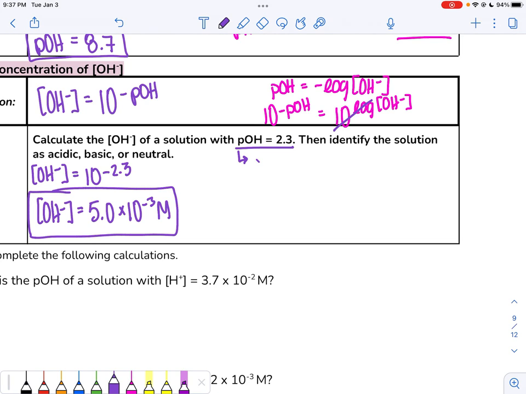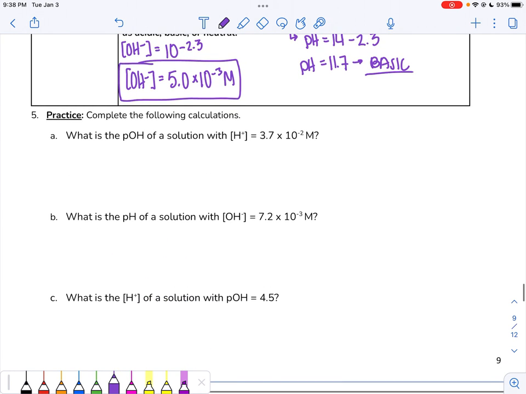If I want to determine if this solution is acidic, basic, or neutral, I take a look at pOH, and that's 2.3. But I know I can't determine acidity based on pOH. It has to be pH. So we already found out from the last problem that I can find pH by taking 14 minus the pOH. 14 minus 2.3 gets me a pH of 11.7. This is much greater than 7. Therefore, this is a basic solution.